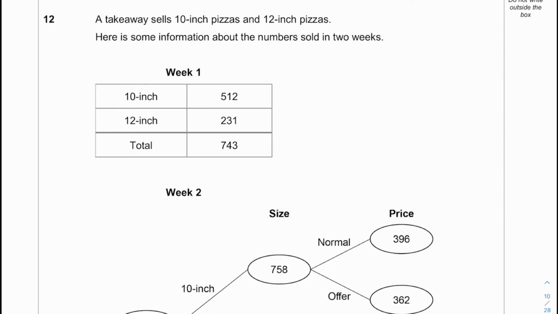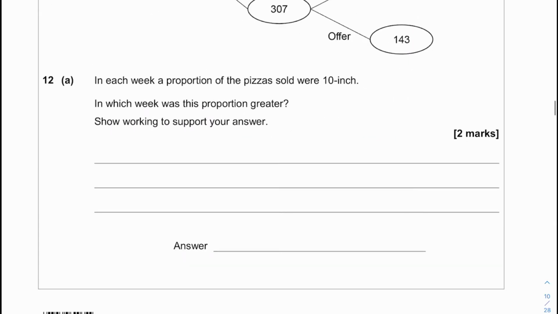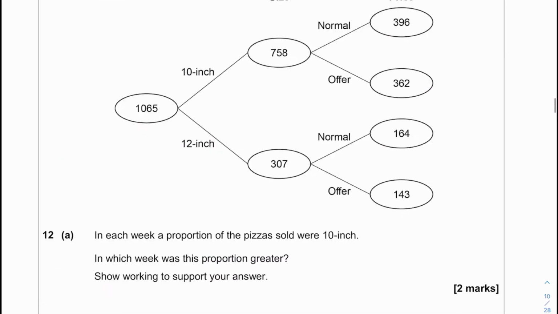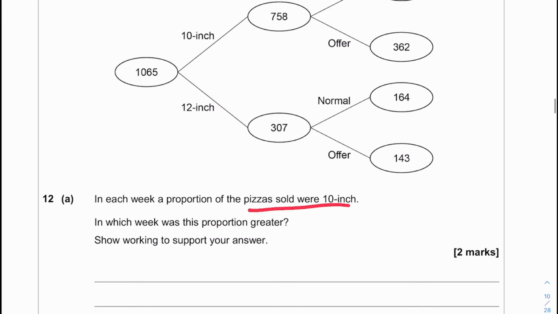Question 12, we are told a takeaway sells pizzas that are 10-inch and 12-inch, and here's some information about pizzas sold in 2 weeks. So we've got week 1 and week 2 data down below. For part A, we are told in each week a proportion of the pizzas sold were 10-inch, and in which week was this proportion greater. So we need to work out in which week, 1 or 2, was the proportion of 10-inch pizzas sold greater.